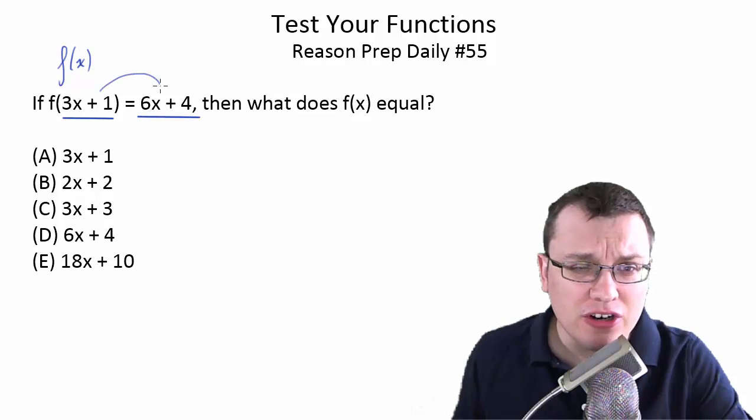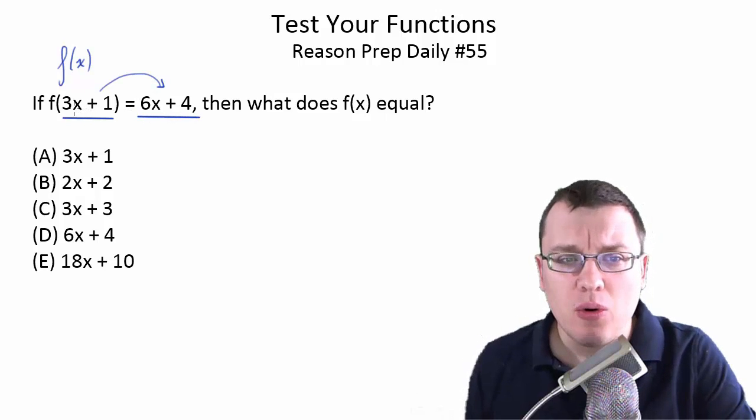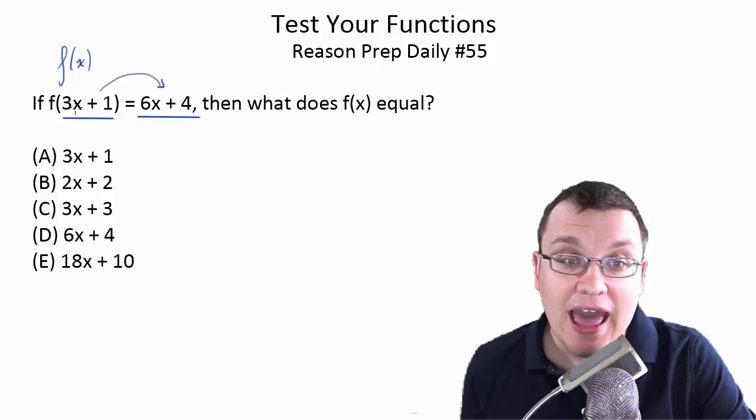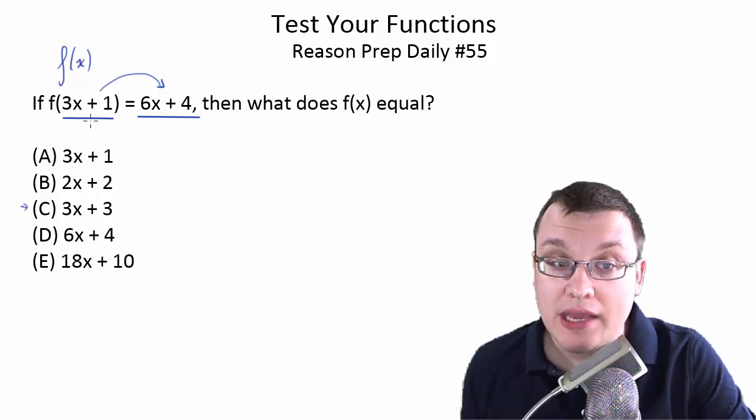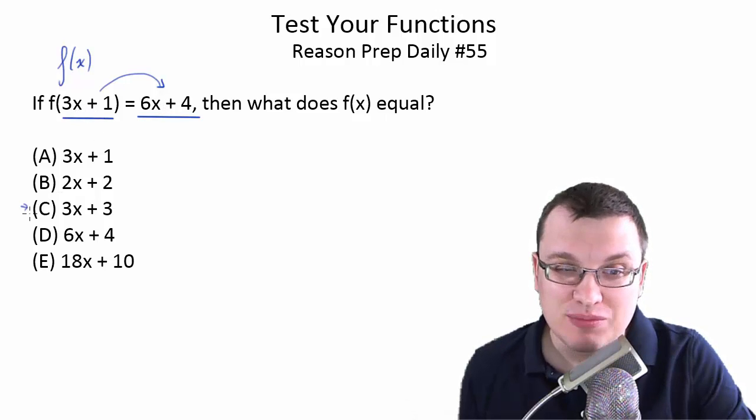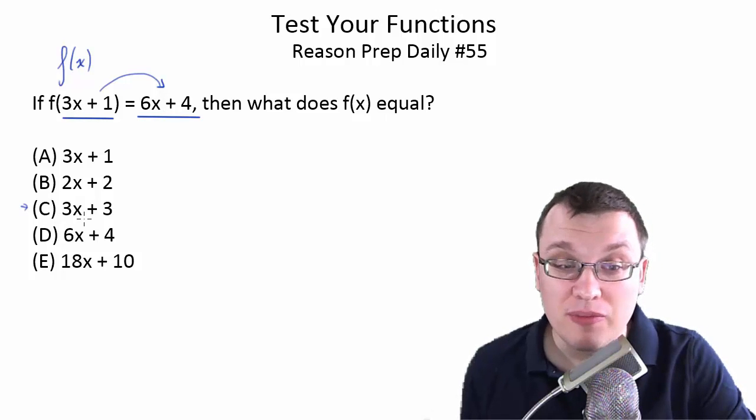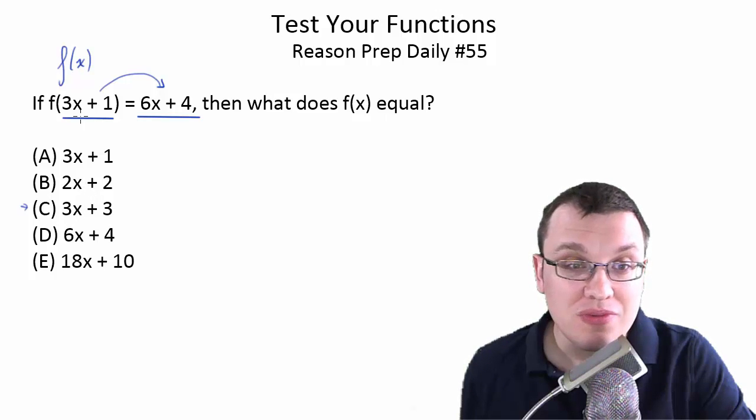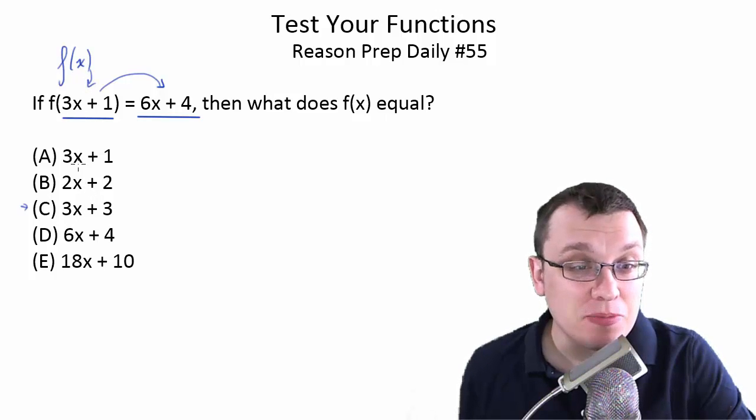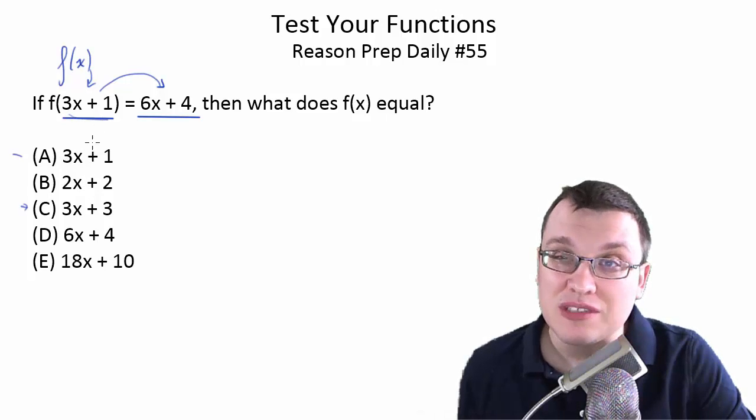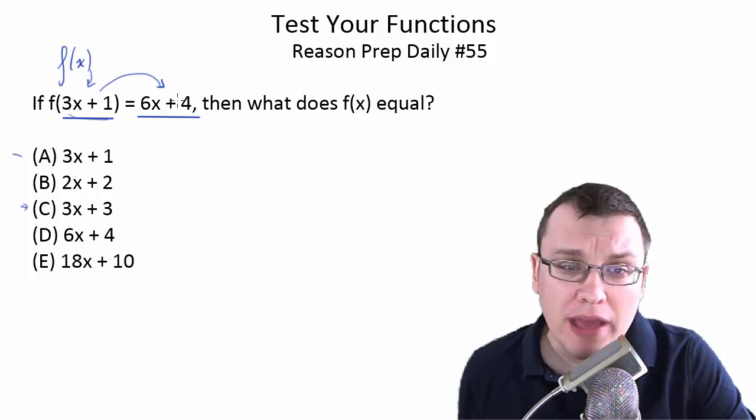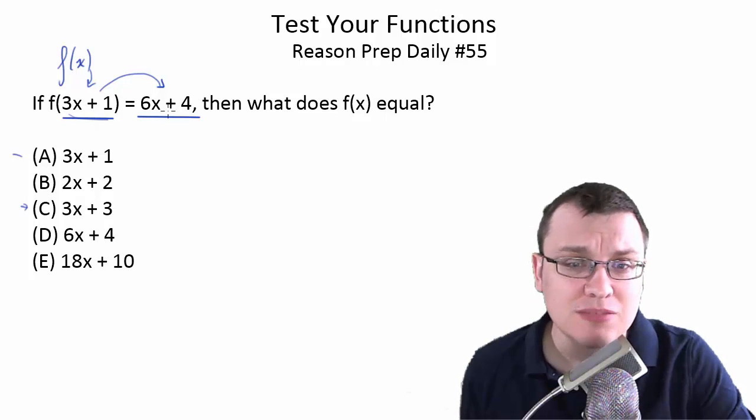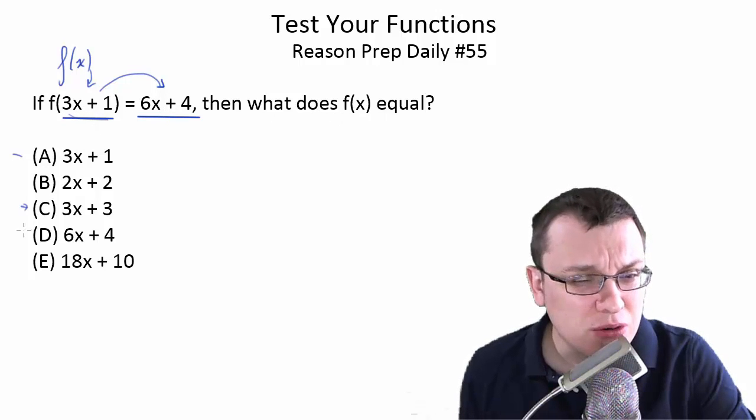And you might think that there can be some direct connection where I can, for example, add 3x plus 3 to this to get 6x plus 4. So you might be tempted to go with something like choice C, or maybe you think that this is equal to f of x, so you pick f of x equals 3x plus 1 because that's what's in here. Or maybe you think that since this equals 6x plus 4, then f of x would equal 6x plus 4.